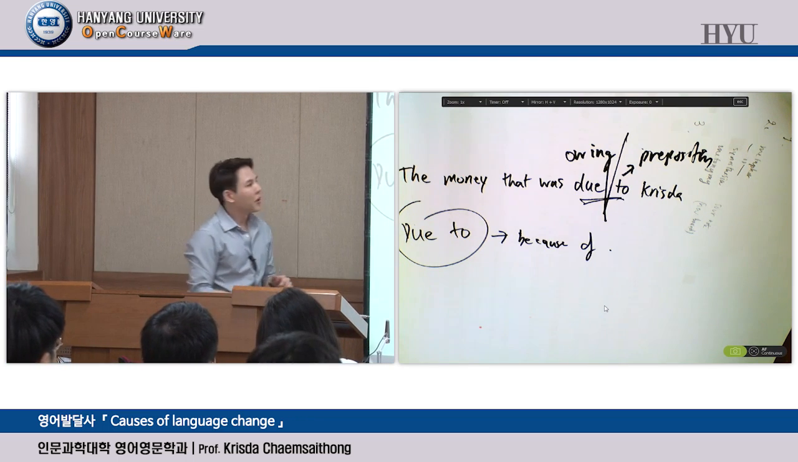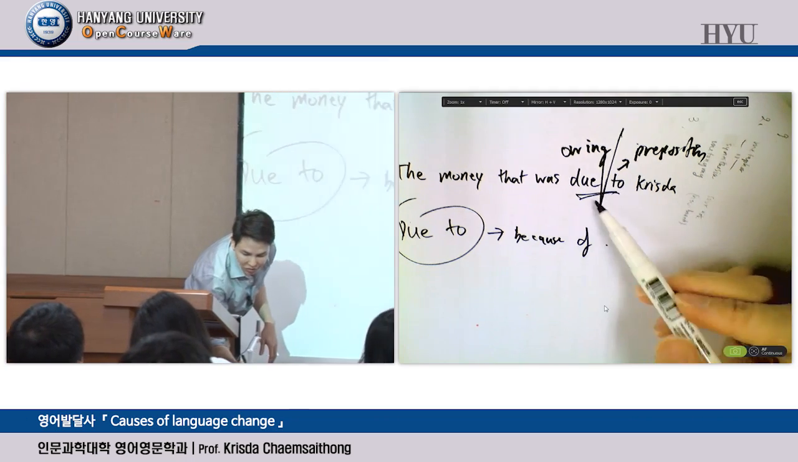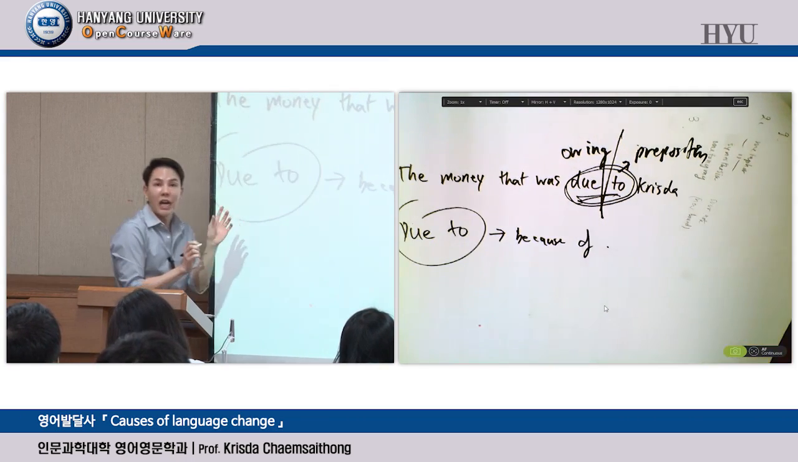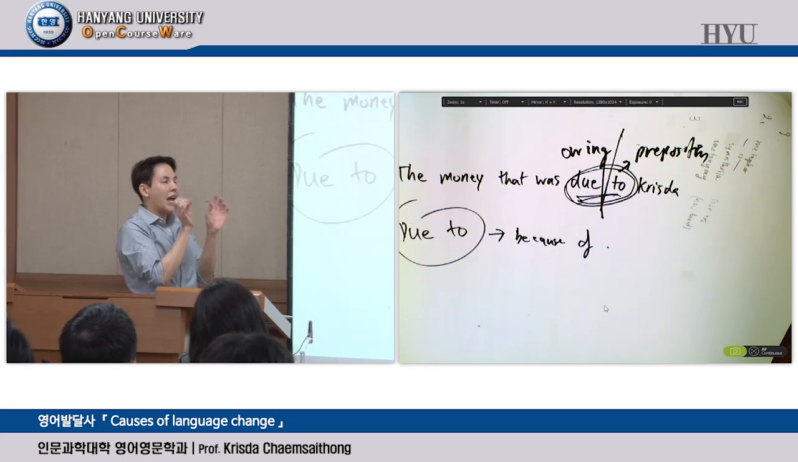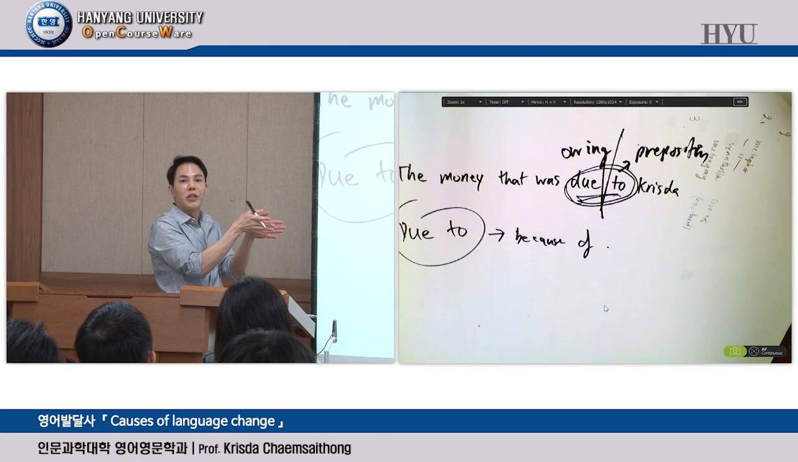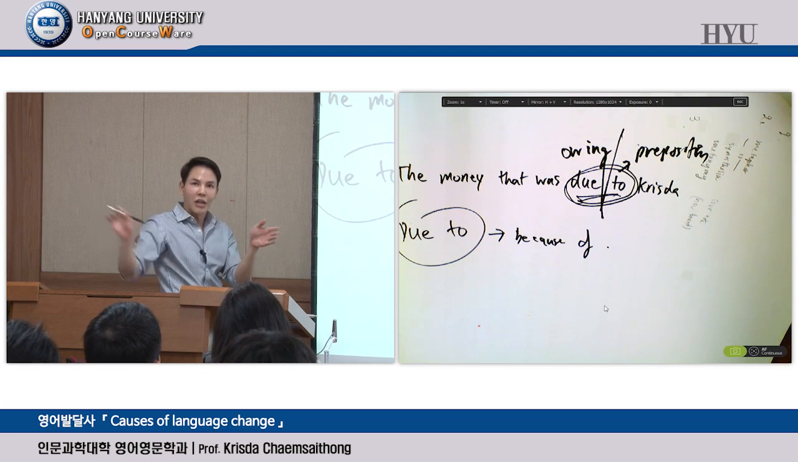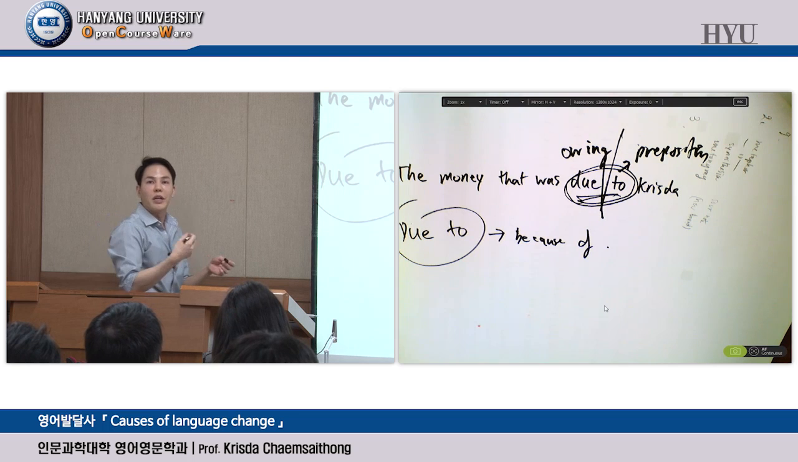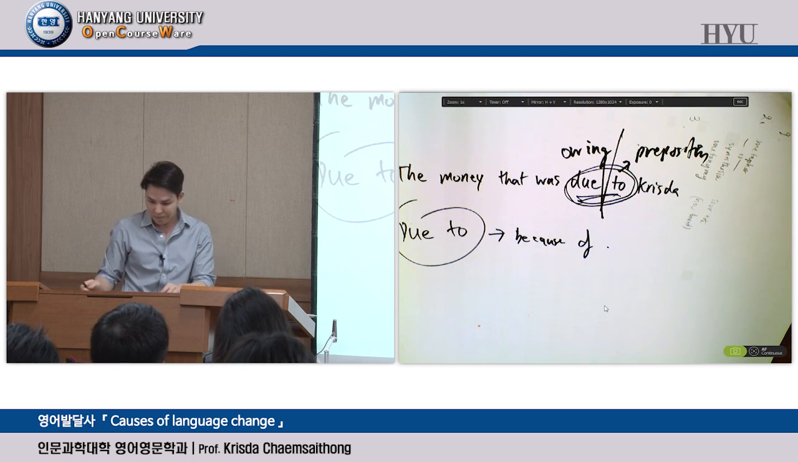But then people reanalyze it as one chunk, right? So due to as a chunk rather than was due and then to Krista, right? So this is called reanalysis.